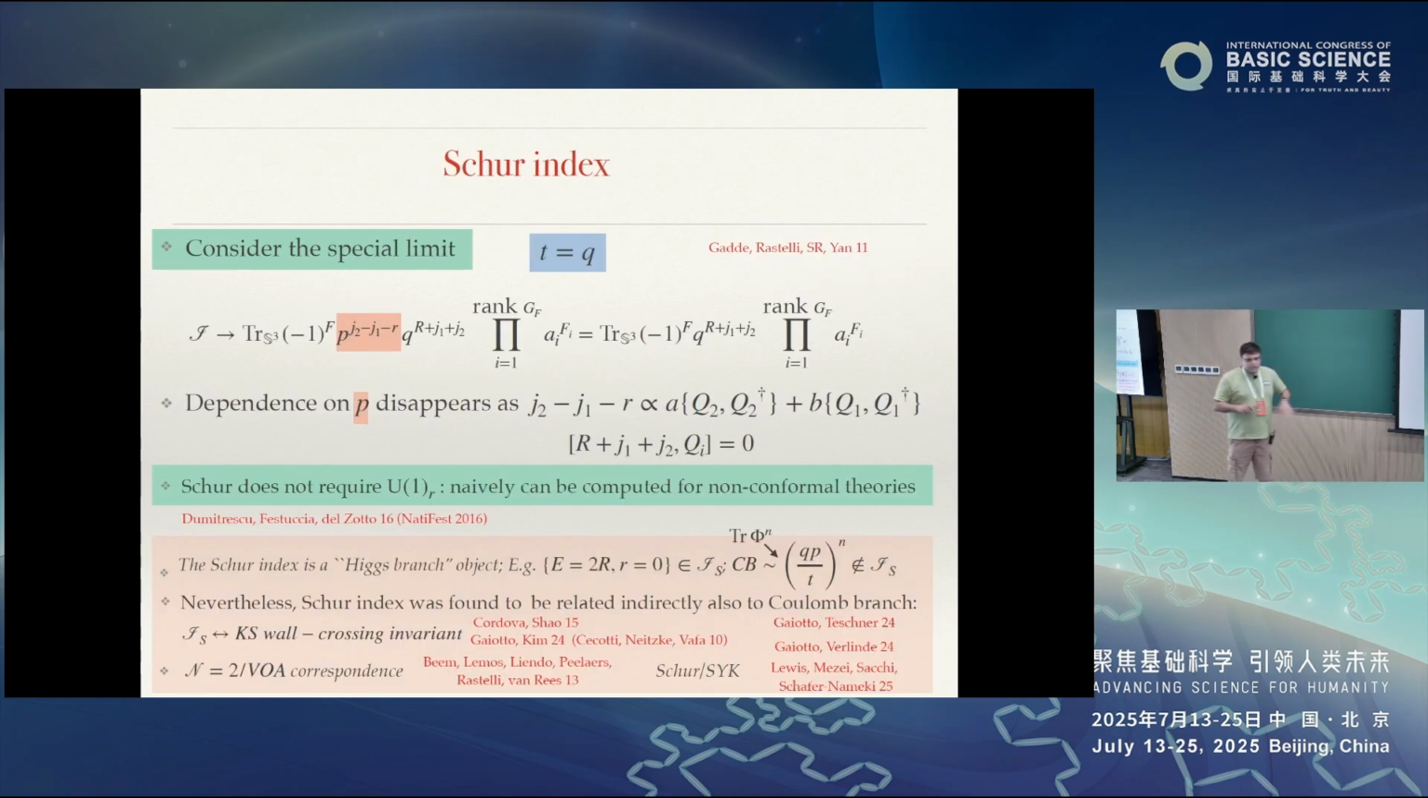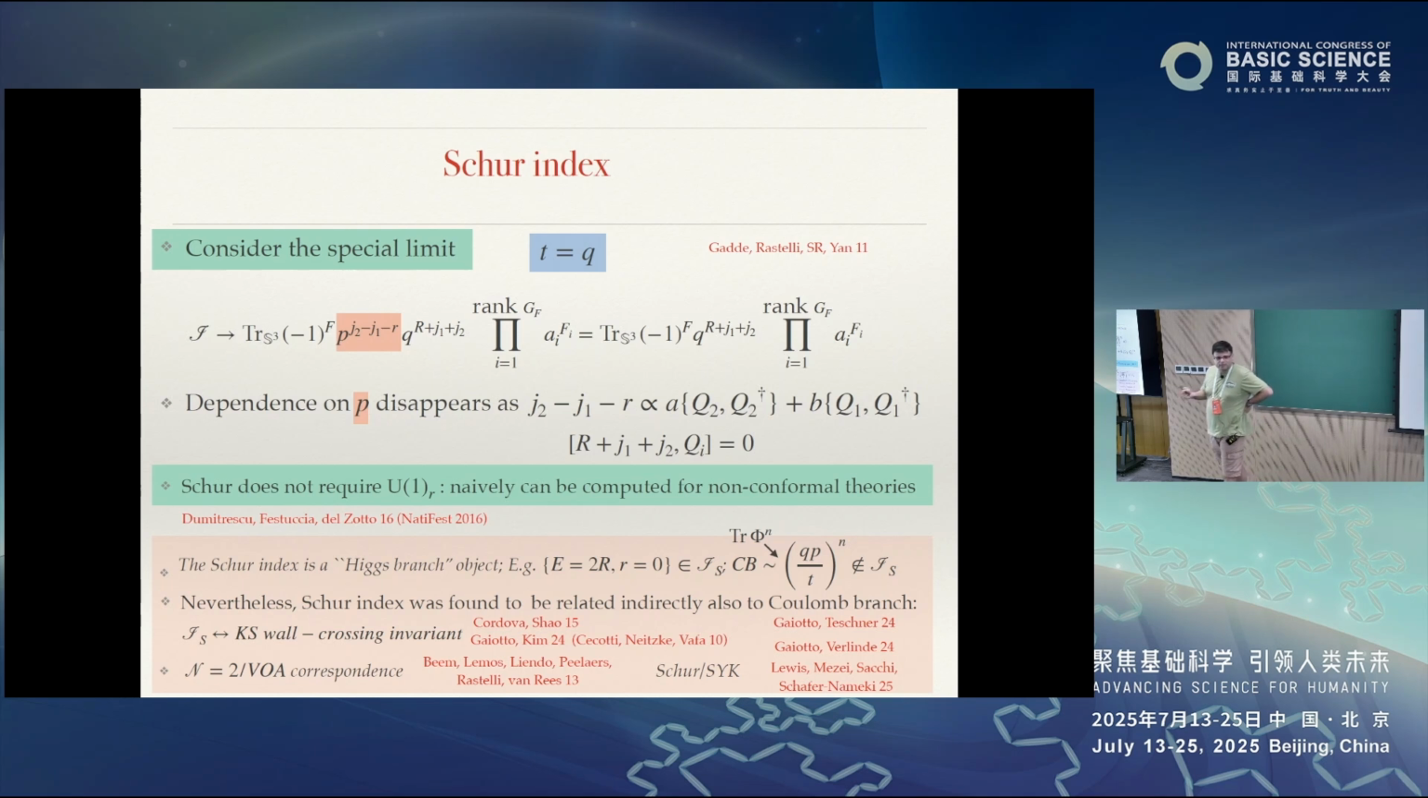Okay, so this is a general N equals 2 index, and the general story of how the index is invariant under renormalization group flows. So now let us discuss a very special beast, which is called the Schur index. And we will say something a little bit surprising about the interplay of this Schur index with renormalization group flows very soon.